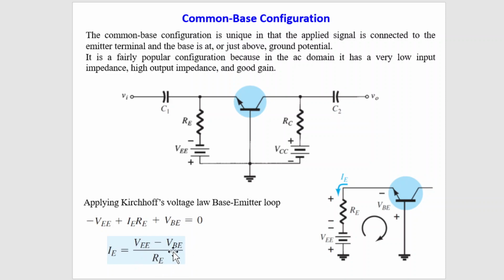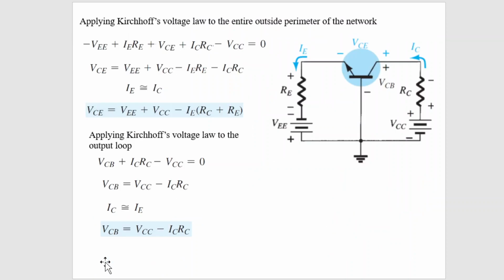This technique I have also introduced earlier, if you remember. So this emitter current we come to know. Now we can apply Kirchhoff voltage law in the entire outside perimeter of the network, this side. If you see, this is grounded, so this is making a closed loop. This outer side of the transistor is making a closed loop.